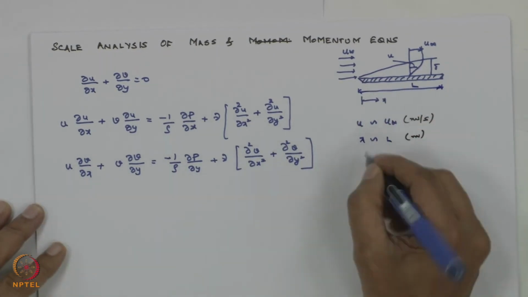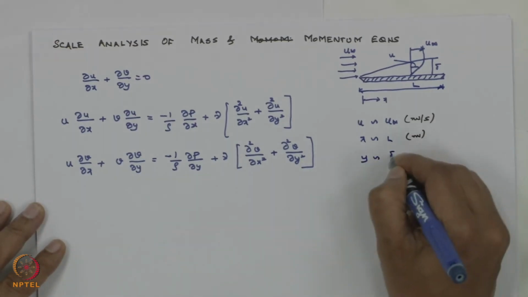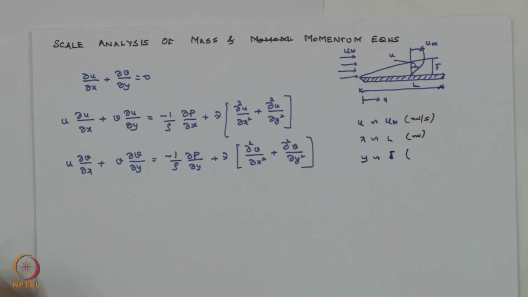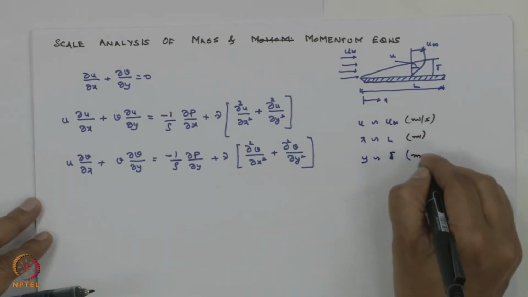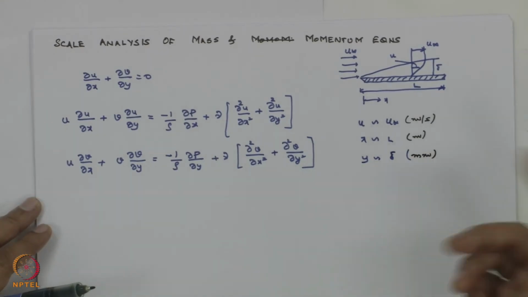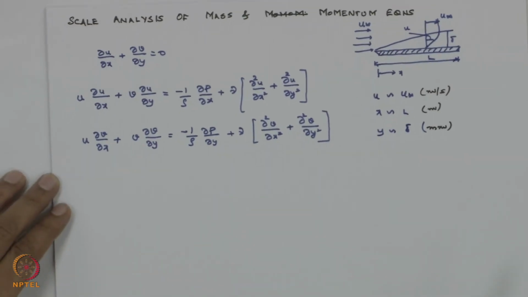Now, y is of the order of the boundary layer thickness delta, the hydrodynamic boundary layer thickness, if I have to be very specific, that is of the order of mm. Why mm? We will understand when we get the closed form solution; it would be of the order of mm. So, now let us try to find the order of v from the continuity equation.